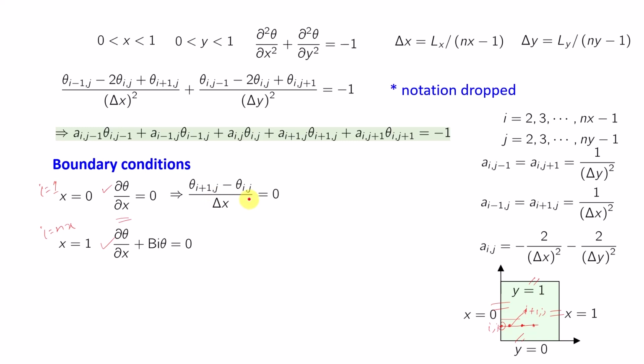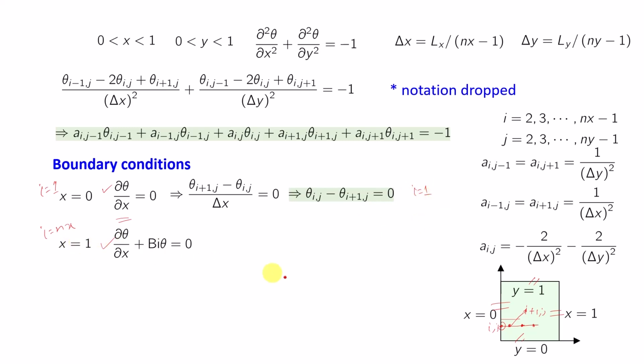It is possible to use a 3-point forward difference or higher. That will give us better accuracy, but this is only for our learning exercise. So the simplest implementation is a 2-point forward difference, that is theta i plus 1 j minus theta ij divided by delta x equals 0, and that gives us a linear equation, that is theta ij minus theta i plus 1 j equals 0, and this is applicable for i equals 1.